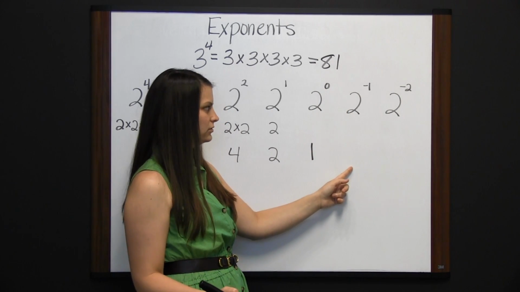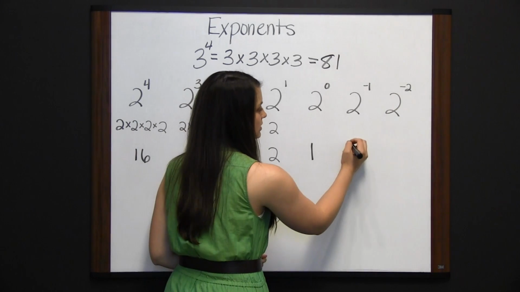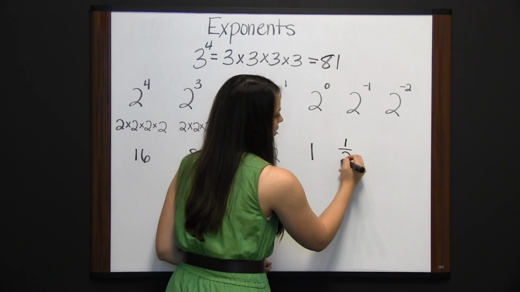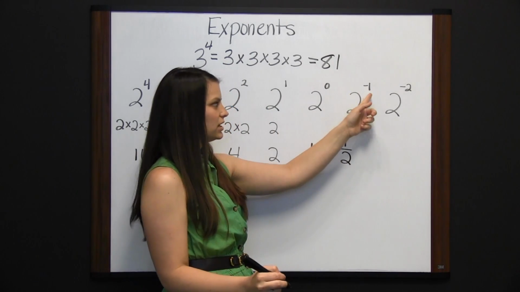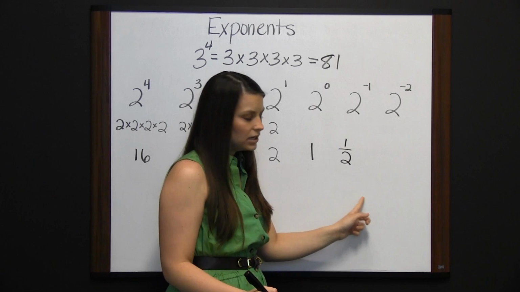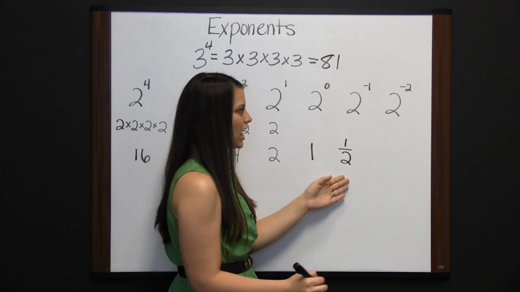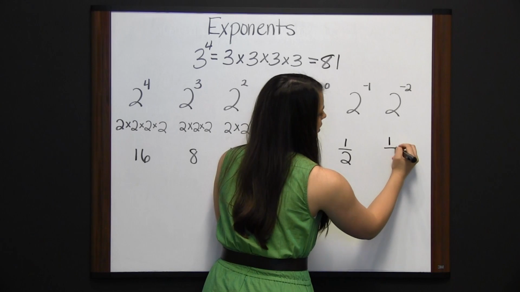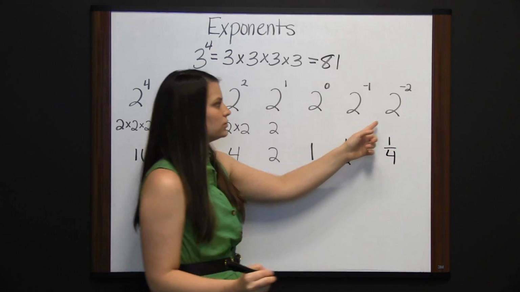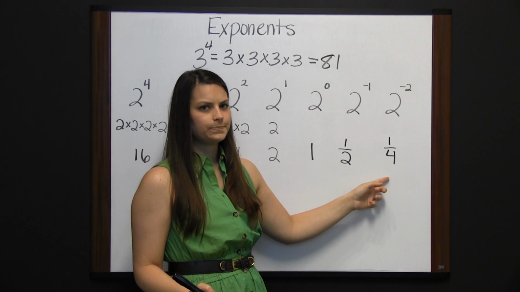Continuing with our pattern, dividing by 2, 1 divided by 2 is the fraction 1/2. So 2 to the negative 1st power is 1/2. Continuing with our fraction, dividing by 2 again, 1/2 divided by 2 is 1/4. So 2 to the negative 2 power is 1/4.